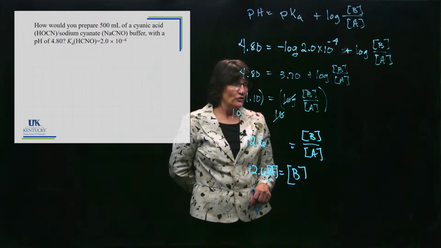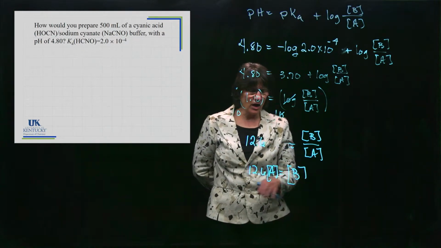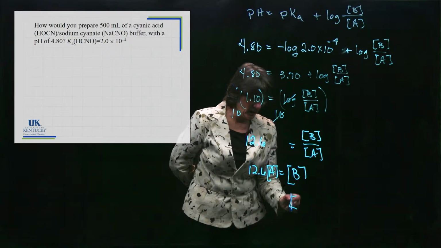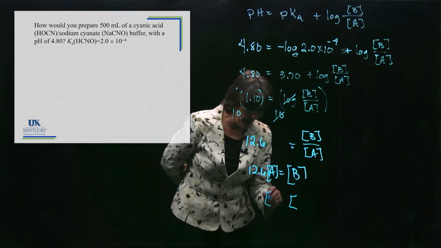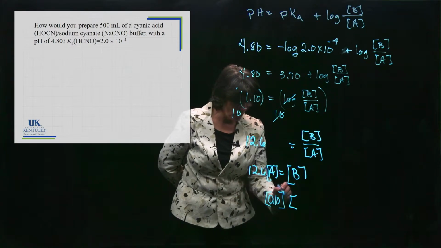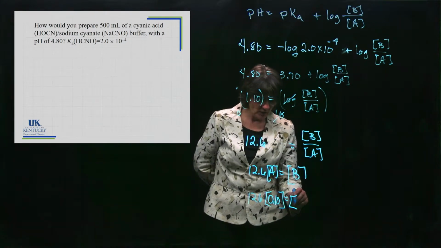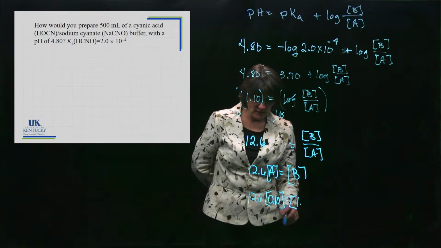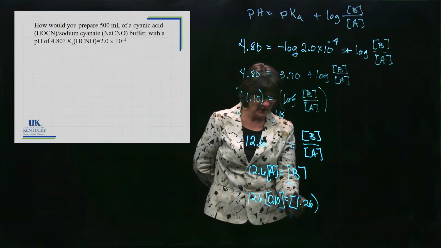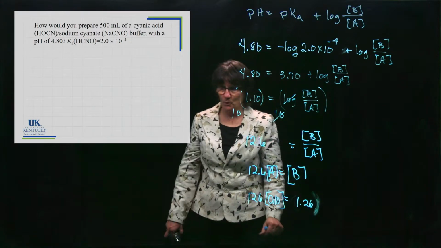All right? So it asks me how I'm going to prepare this solution. Maybe I first ought to decide what concentrations I want. Let's say I want my A to be 0.1 molar. Okay, so what will my B have to be? It will have to be 12.6 times that number. So it's going to have to be 1.26 molar. Okay, so let's say that that's what we want there.